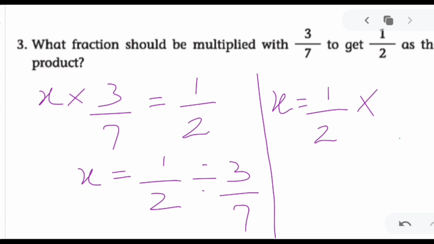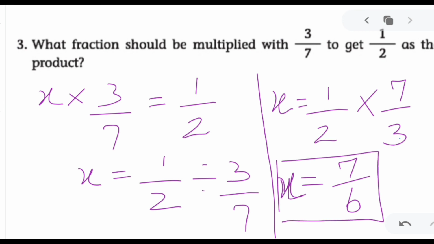And I means inverse: the second fraction is inverted. What is the inverse? Inverse means the numerator changes to the denominator and the denominator changes to the numerator. So 3 by 7 becomes 7 by 3. Now multiplication: numerator with numerator, denominator with denominator. 1 7s are 7, 2 3s are 6. That's all. So the fraction 7 by 6, multiplied with 3 by 7, gives 1 by 2.